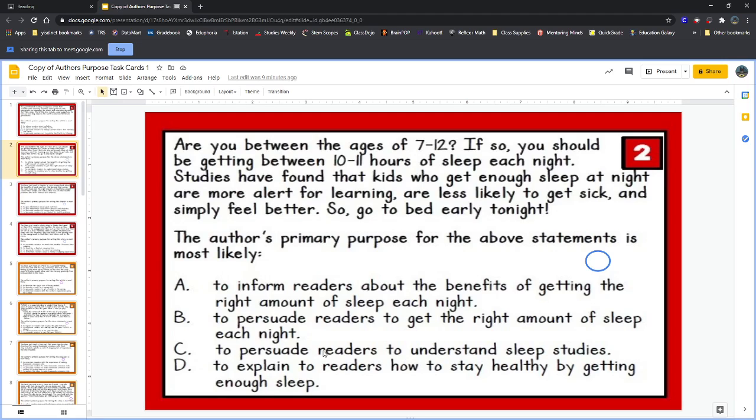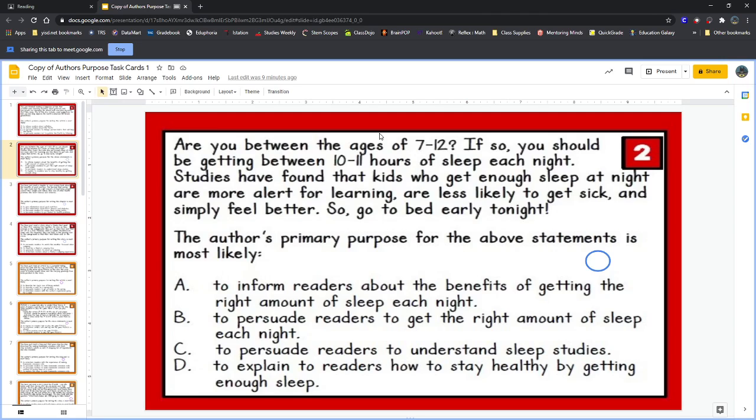Okay. I also want you all to pay attention. Look at how they ended that paragraph. So go to bed early tonight. What are they doing there in that last sentence? So go to bed early tonight. What are they doing, Kylie? They're persuading us to go to bed early so we could get more sleep. Okay.